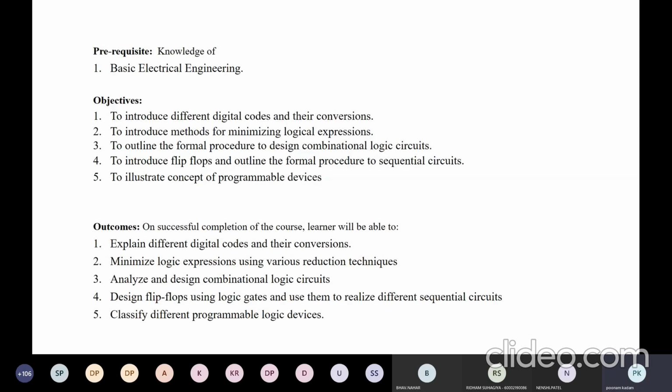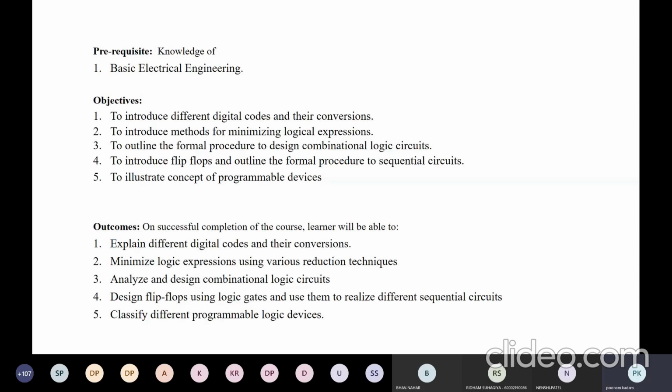The prerequisite for this subject is basic electrical engineering, which you have already undergone during your first year of engineering. The objectives and outcomes of this course are like this. I'll just read the objectives. The objective of this course is to introduce different digital codes and their conversions, to introduce various methods to reduce logical expressions, to make you aware of the design steps for designing combinational logic circuits as well as sequential logic circuits, and to illustrate the concept of programmable devices.